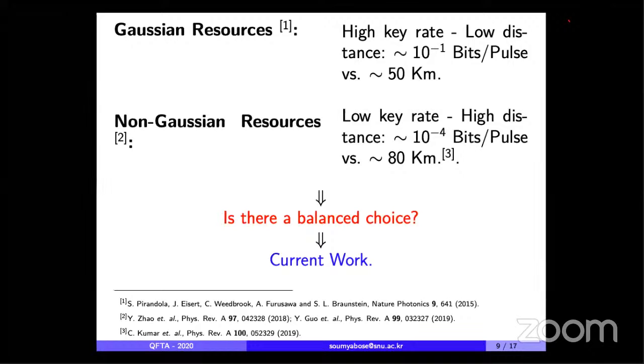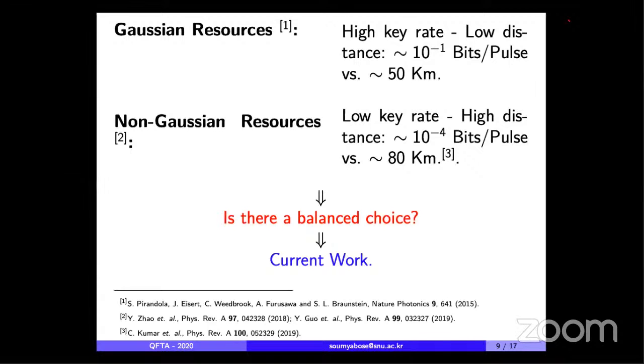Now this photon subtraction is a probabilistic process. So if you take all these probabilistic processes into account, then you will be wasting most of the resources. As a consequence, your key rate becomes low. But if one can find some other non-Gaussian cases, so far the studies with photon addition or subtraction, both processes are probabilistic. So we usually get a low key rate, but the distance is high.